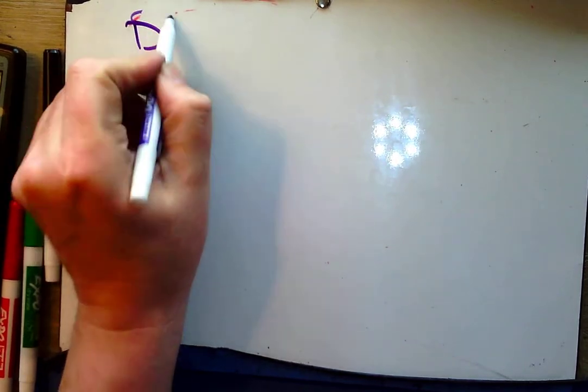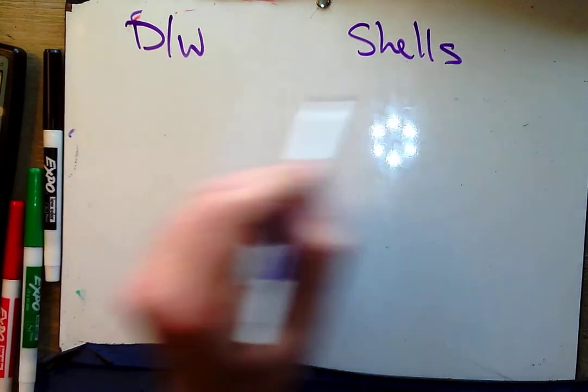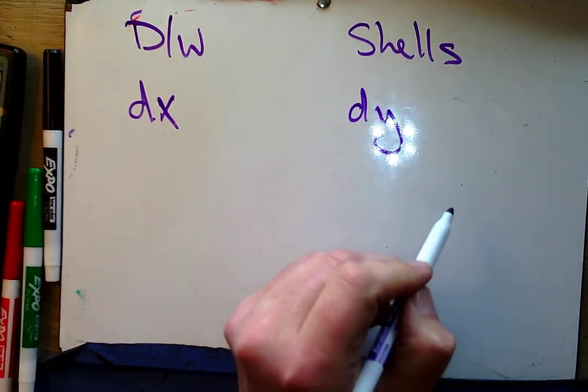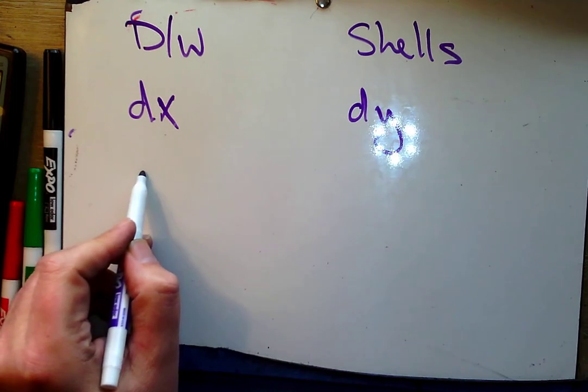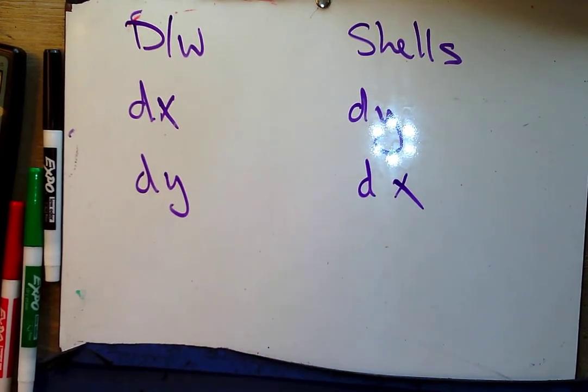I do want to take a moment to point out something that some of my dyslexic students might say. Disks and washers and shells. So if I have a dx disk and washer, it's going to be a dy shell. And if I have a dy disk and washer, it's going to be a dx shell. And that could be another way for your brain to sort of figure out, is this a dx or a dy? How do I find the stupid radius here?